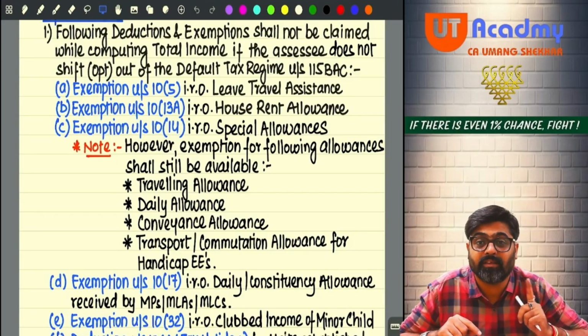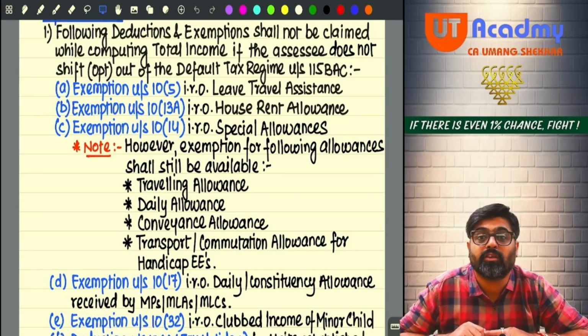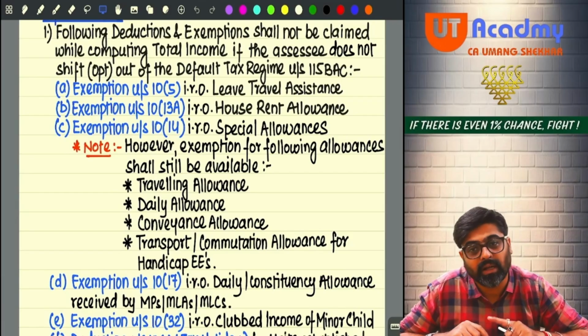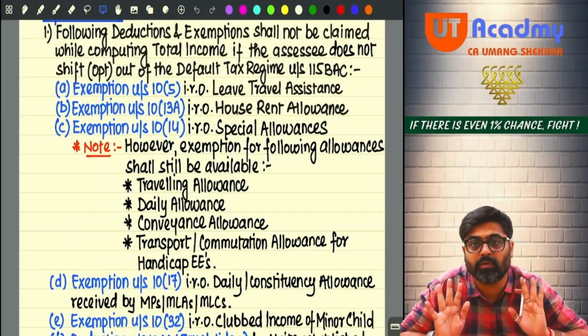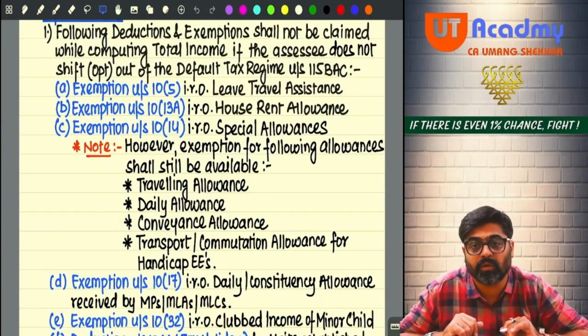And one exemption was available: transport allowance to handicapped employees up to 3,200 per month. Yes or no? That is exempt even if you follow 115BAC. So these four allowances are exempt under 115BAC also. But other than these four, children education allowance is fully taxable here.